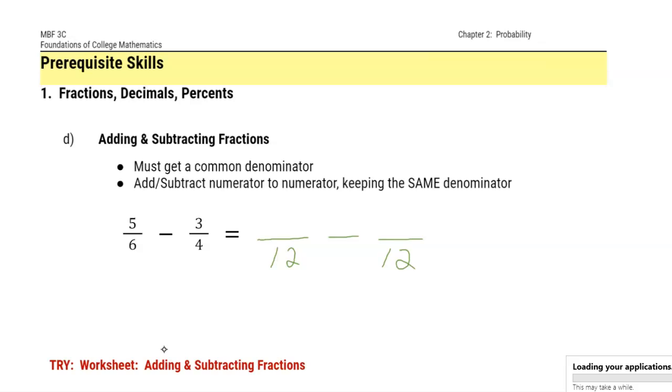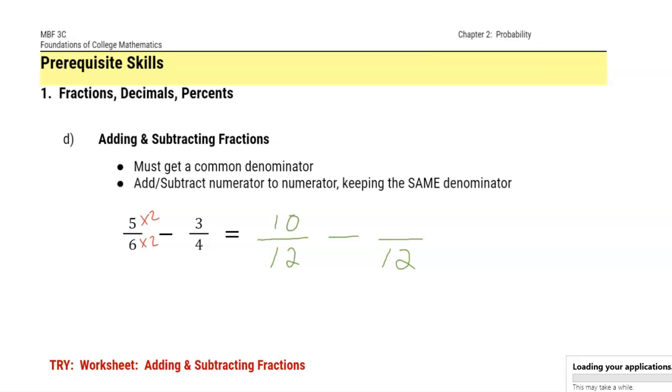So when I look at this, I'm saying to myself, well, what did I need to do to 6 to get 12? I needed to multiply by 2. Whatever I do to my denominator, I'm going to do to my numerator. And that's going to give me 10 over 12.